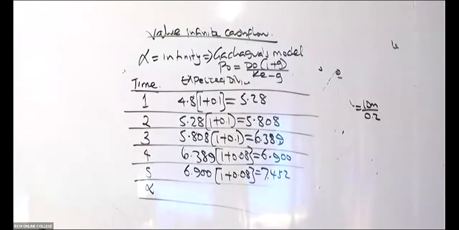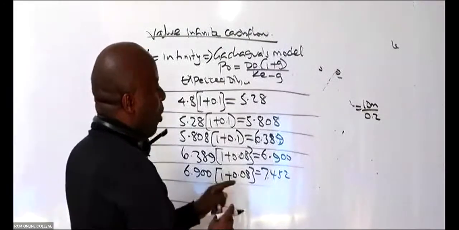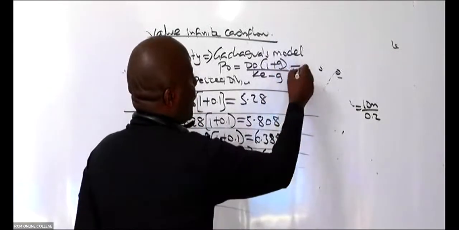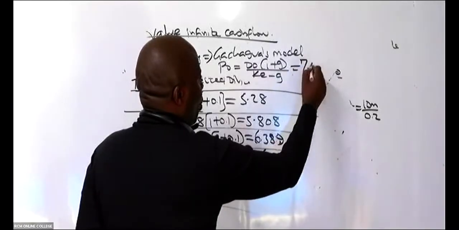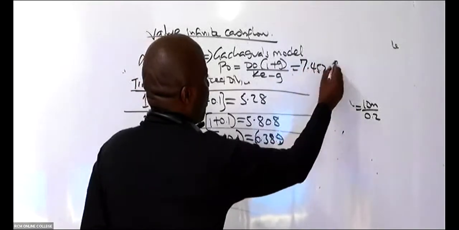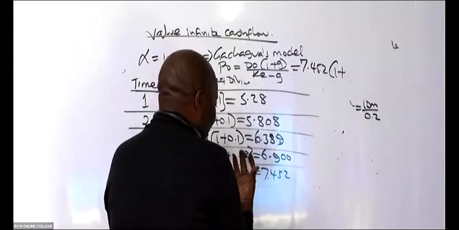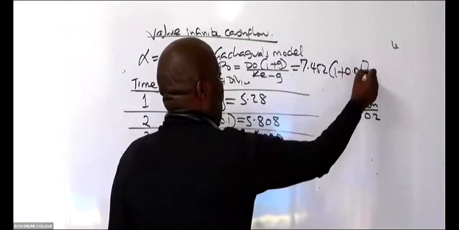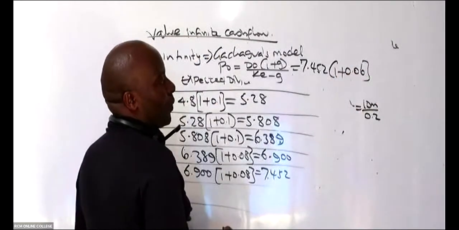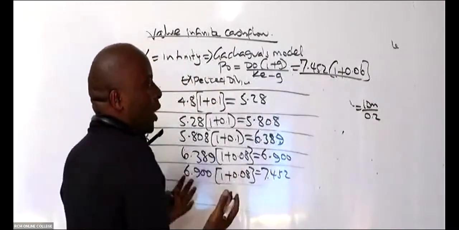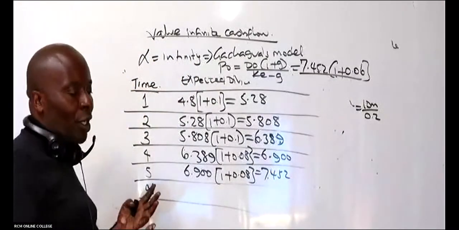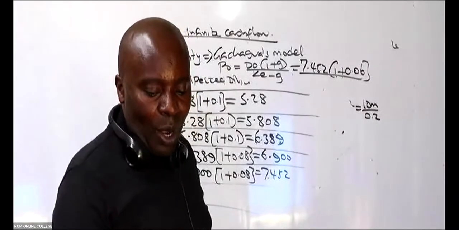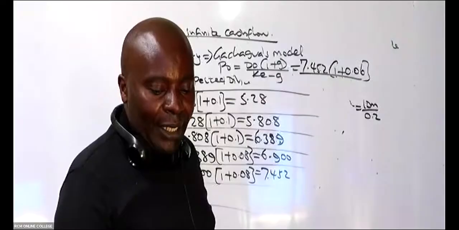Now, ladies and gentlemen, please listen. Our D0 will be our most current dividend. So this will be 7.452 into 1 plus the perpetual growth rate. The perpetual growth rate is 0.06, all over the cost of equity or required return, which has been given by the examiner.